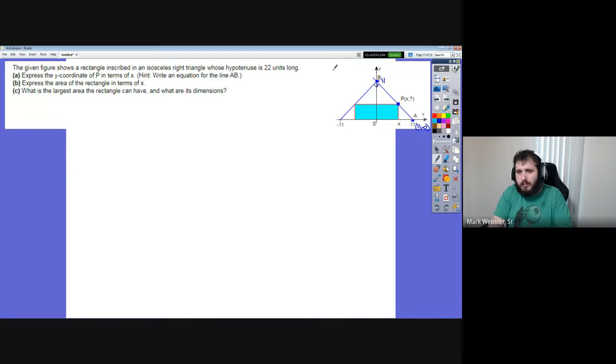So now I'm going to use my y minus y1 equals m times x minus x1. What am I doing? x1 is 11. And then distribute and then solve. y equals -x plus 11 is our function. We are expressing the y coordinate of P in terms of x.